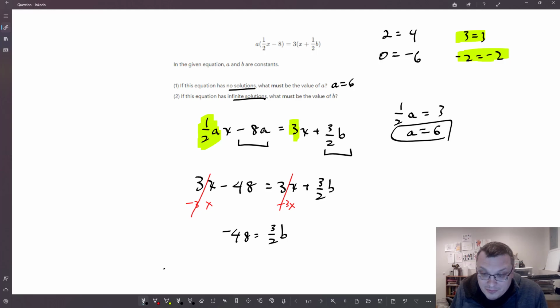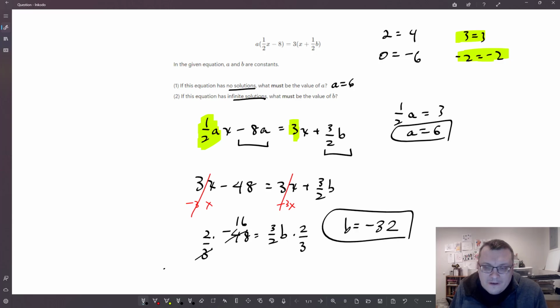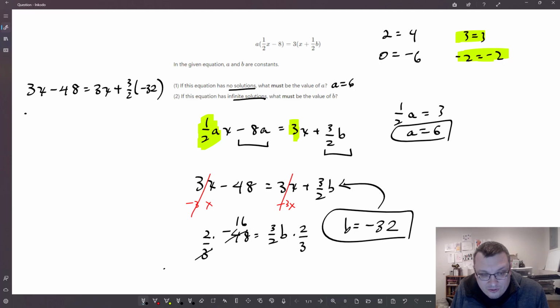So I can just solve this for b. So let's multiply both sides by 2/3. So I'm going to get b is equal to, cancels a 3 here, we've got negative 16. Negative 16 times 2 is negative 32. So this must be the value of b if we're going to have infinite solutions. And again, we can test this out. Let's plug this in to our equation we had over here. So it's 3x minus 48 is equal to 3x plus 3/2 times negative 32. And when we simplify the right side, multiply that out, we get exactly minus 48.